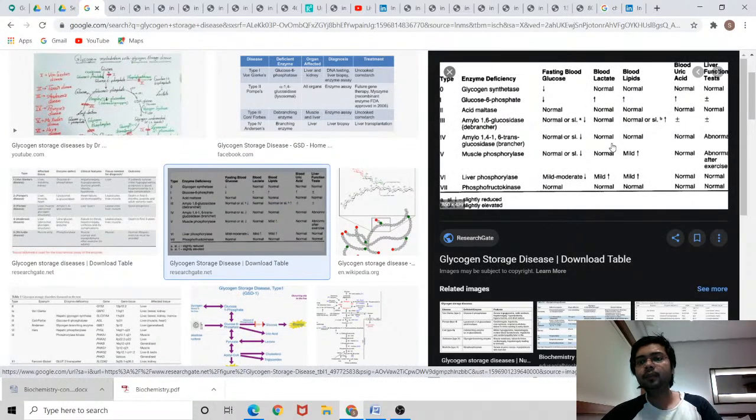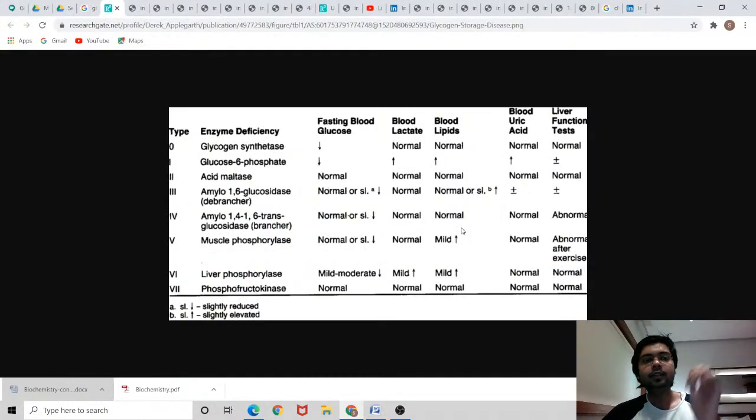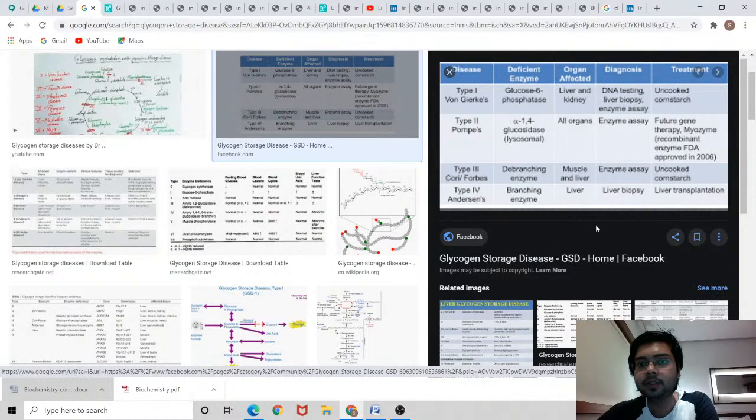So this is one where they have given the enzymes deficient. Type 0 is basically a glycogen storage disorder where the enzyme deficient is glycogen synthetase, you know it, I know. Type 1 is glucose 6-phosphatase deficient. Type 2 is acid maltase. These have particular names, so you should also know their names. So type 1 was von Gierke, where the enzyme deficient is glucose 6-phosphatase.